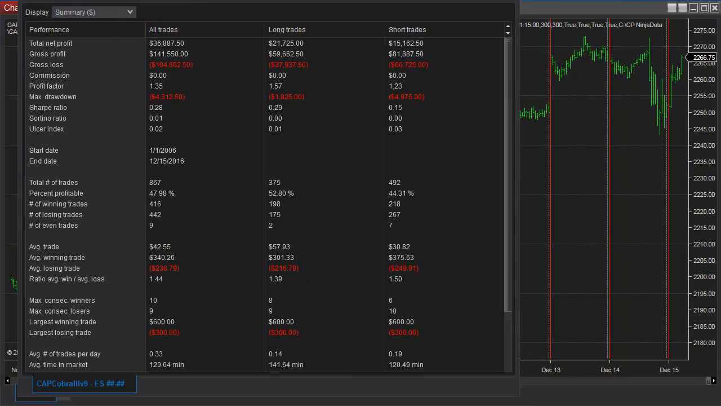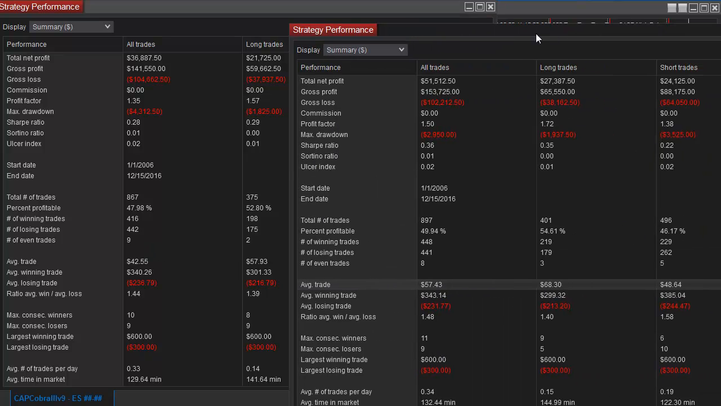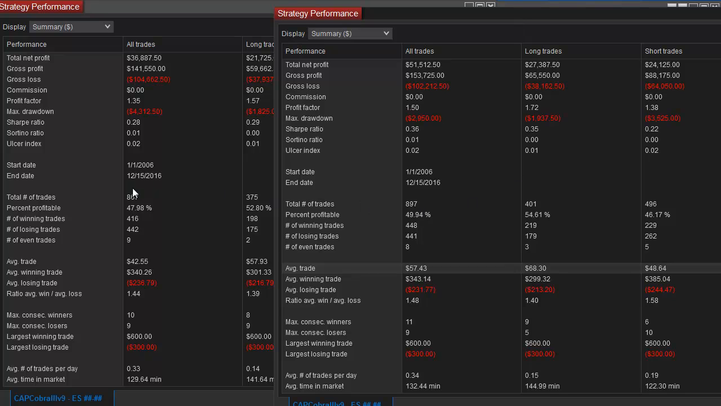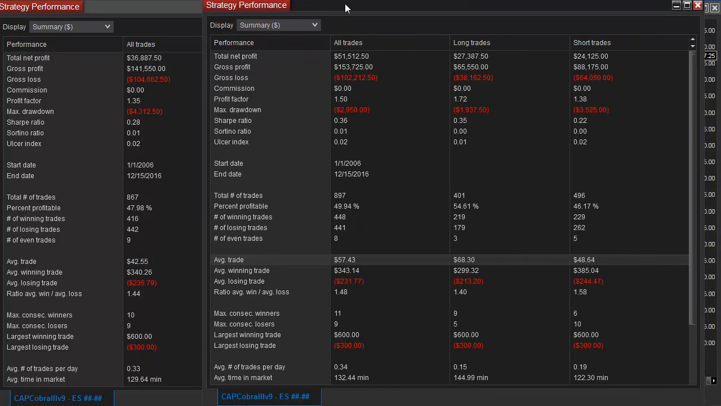And so you see about $15,000 in difference, and a lot of that has to do with the number of trades. Well, actually, there's only 30. There's 897 trades versus 867 trades. The average trade goes down by $15: $57.43 versus $42.55. And so there are the differences in results.